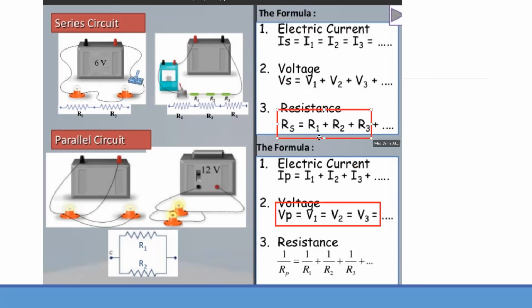Now let's talk about the resistance. R total in series will be R1 plus R2 plus R3. Now RS means R in series, and RP means R in parallel. So the R total here is R1 plus R2 plus R3. You have to add all the resistances. But in parallel, you have 1 over R1 plus 1 over R2 plus 1 over R3 equals 1 over R total. So the reciprocal of R total is the reciprocal of the first one plus the reciprocal of the second one plus the reciprocal of the third one.